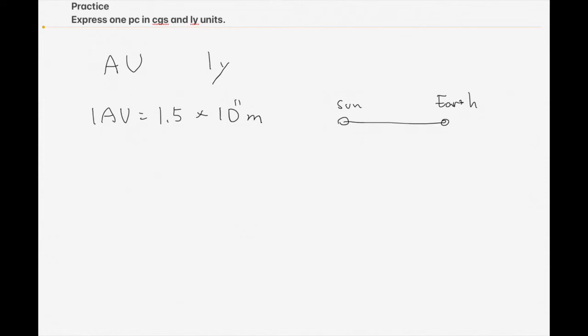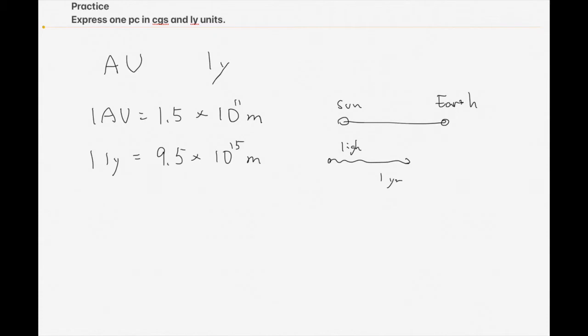And 1 light year is 9.5 times 10 to 15 meters. Okay, so this is the length light travels in a year.